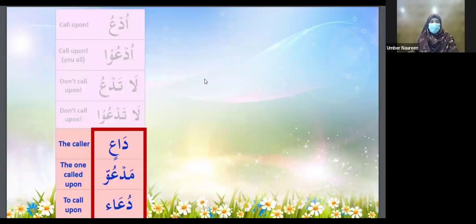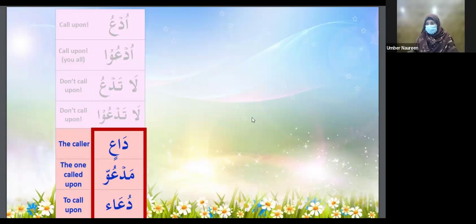Alhamdulillah. And now comes towards its fa'il, maf'ul, and masdar. Fa'il would become da'in. Maf'ul would be mad'uun. And masdar would be du'a'un. Da'in, the caller; mad'uun, the one called upon; du'a, to call upon. Now it's your turn.